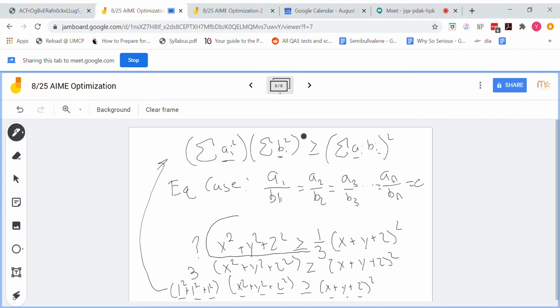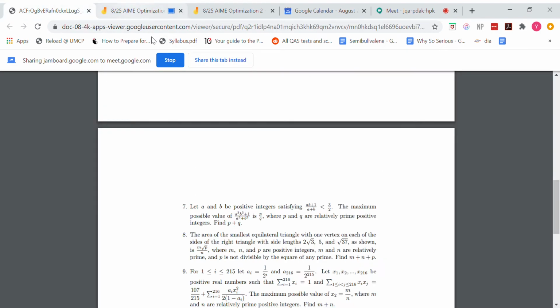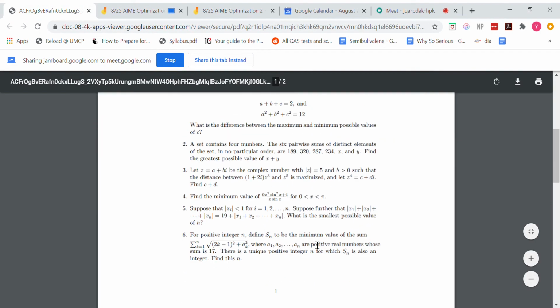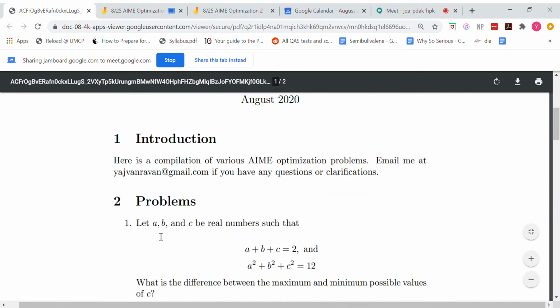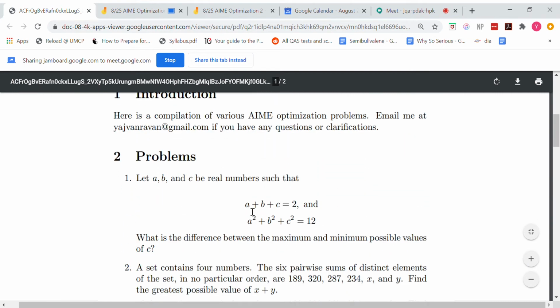Okay, so we only need to know these 3 inequalities: trivial, Cauchy-Schwarz, and AM-GM. The rest of it is up to algebraic manipulation. So now if we take a look at the first problem on the handout: let a, b, and c be real numbers such that a plus b plus c equals 2, and a squared plus b squared plus c squared equals 12. What is the difference between the maximum and minimum possible values of c?